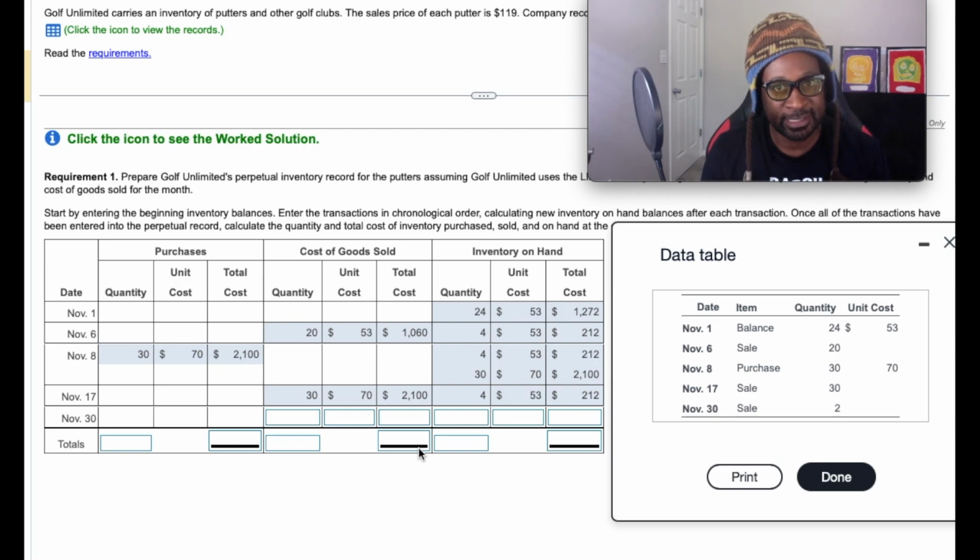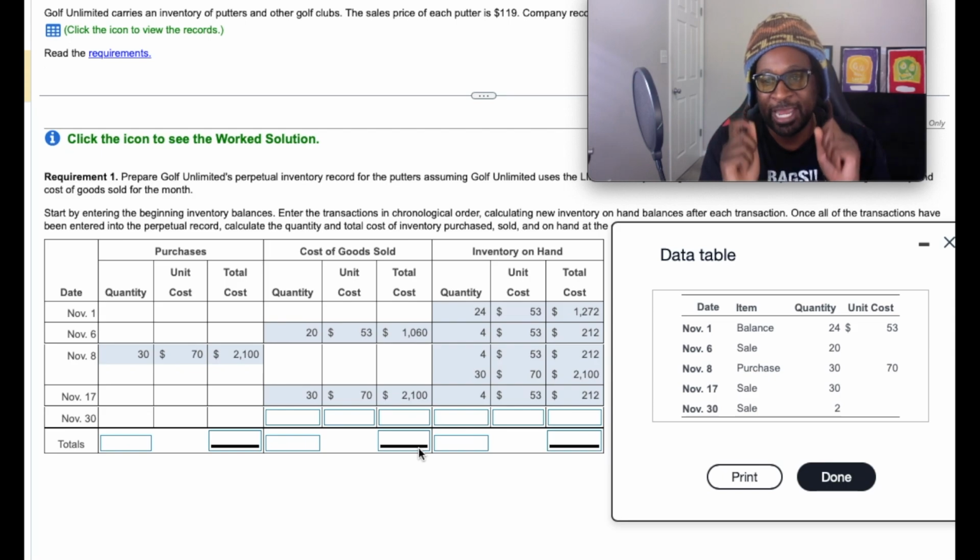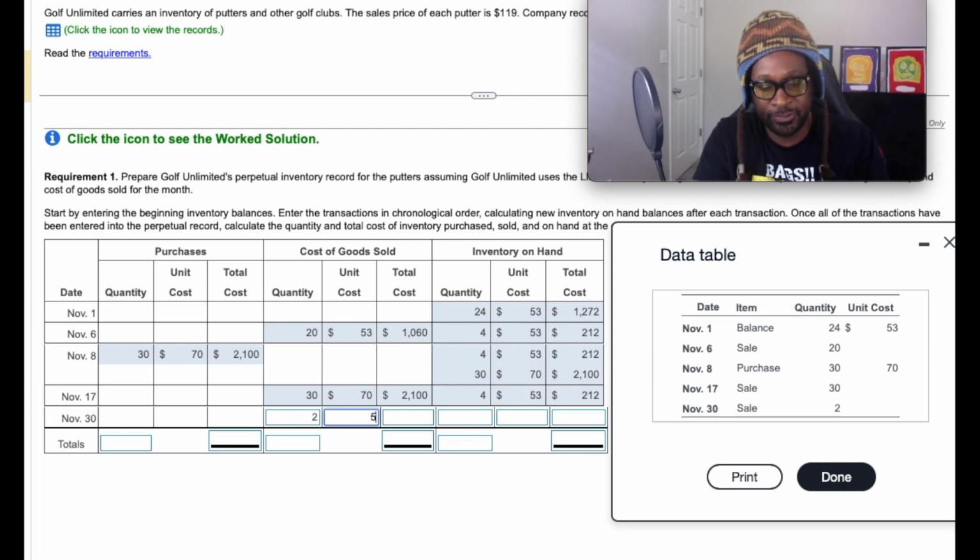And we're still practicing LIFO, gang, so we have to consider the most recent purchases first. But you know what? The most recent purchases took place on November 8th, and we've already sold all 30 of them. So the only other place that we have units available comes from our beginning inventory balance at a unit cost of $53. Therefore, all 2 of those units are going to go out at a cost of $53 each, which will give us a total amount of $106.